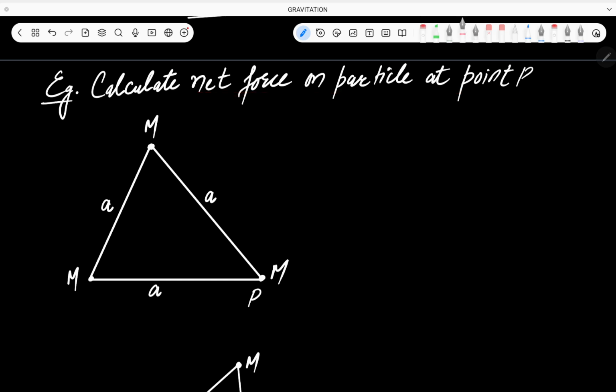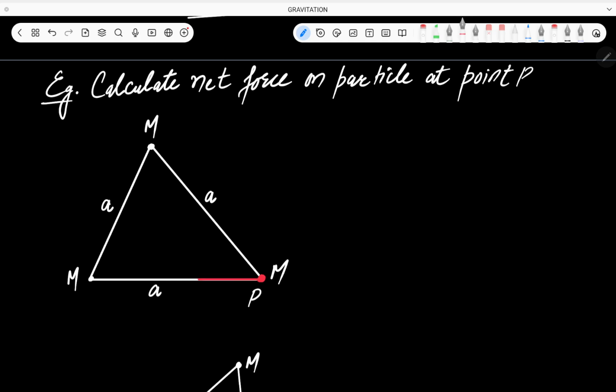So we are supposed to calculate the net force on this particle, which is at point P. How many forces are there on this particle? There are obviously two forces on this particle. One force is due to this particle and another force is due to this particle. तो इनका वेक्टर डायग्राम हम बना लेते हैं. Let me make the vector diagram of this.